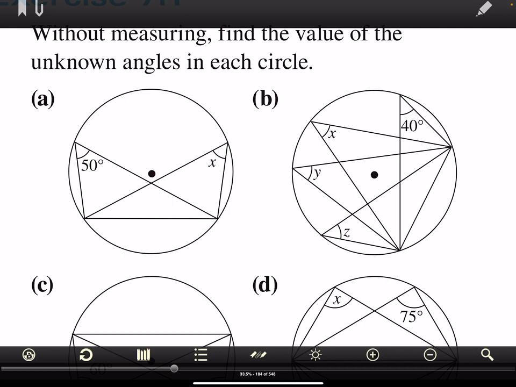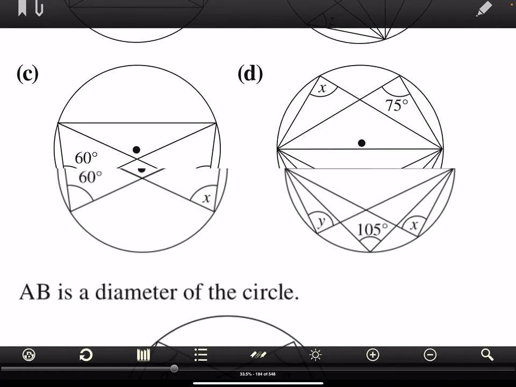Easy peasy. Easy peasy. Wow. I wish math was easier. Doesn't get any easier than this.